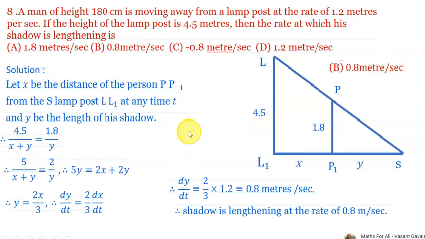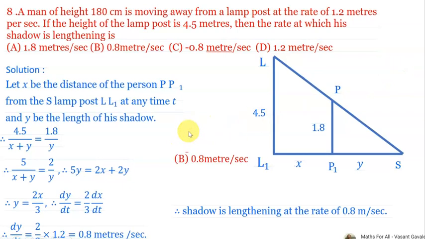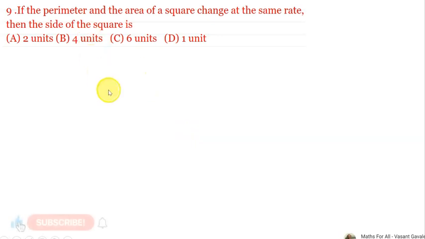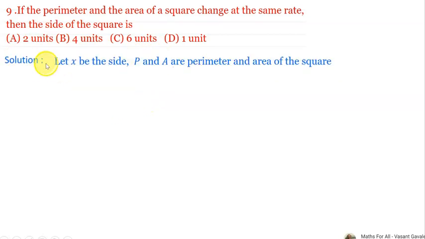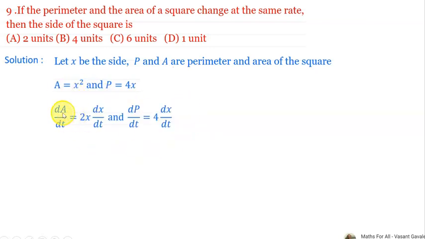Okay, next example. If the perimeter and the area of a square change at the same rate, then the side of the square is. Okay, these are the options. Now the solution. Let x be the side, P and A be the perimeter and the area of the square. A is equal to x square, area. P is equal to 4 into x. Differentiate this with respect to t.